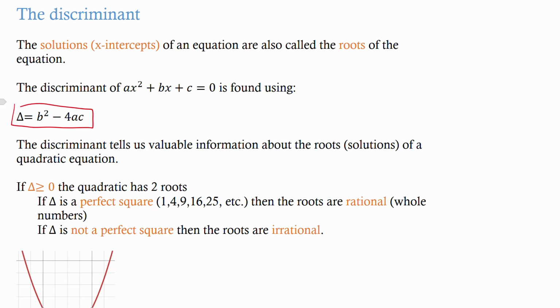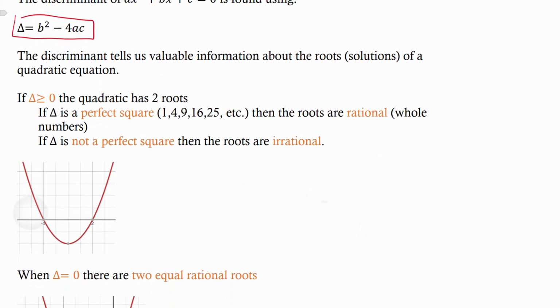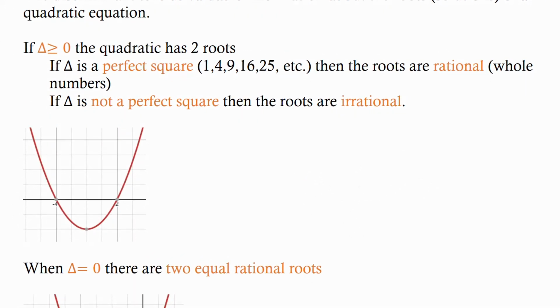So if you end up finding that delta, so delta is just the triangle symbol there. If delta is greater than or equal to 0, you have two roots or two x-intercepts. And if it's a perfect square like 1, 4, 9, 16, 25, 36, 49, then the roots are what we call rational roots, and they're whole numbers.